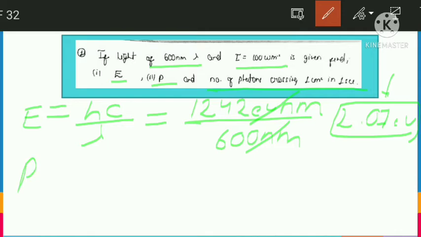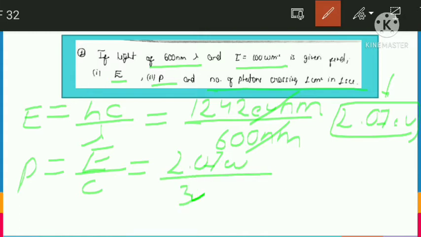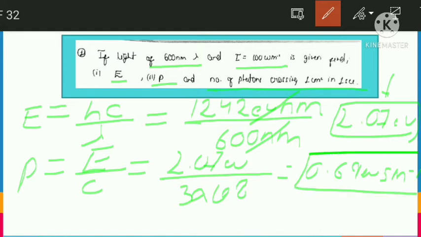Similarly, P, the momentum of each photon, equals E by C. E we have got as 2.07 electron volt upon C, 3 into 10 to the power 8. This gives 0.69 electron volt second per meter. This is the actual unit, and this is the momentum of each photon.